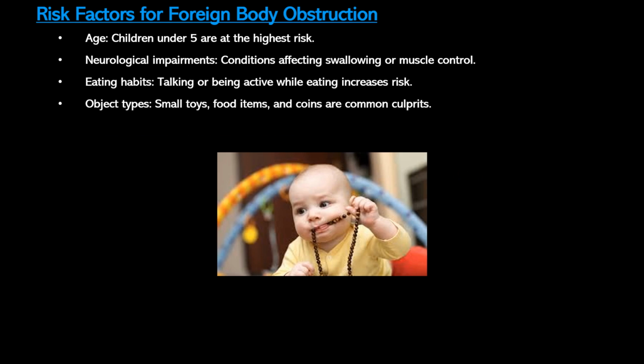Certain populations are more prone to foreign body obstruction. Young children, especially those under 5, are at the highest risk. Their airways are narrower, and their natural tendency to explore objects orally puts them in danger.